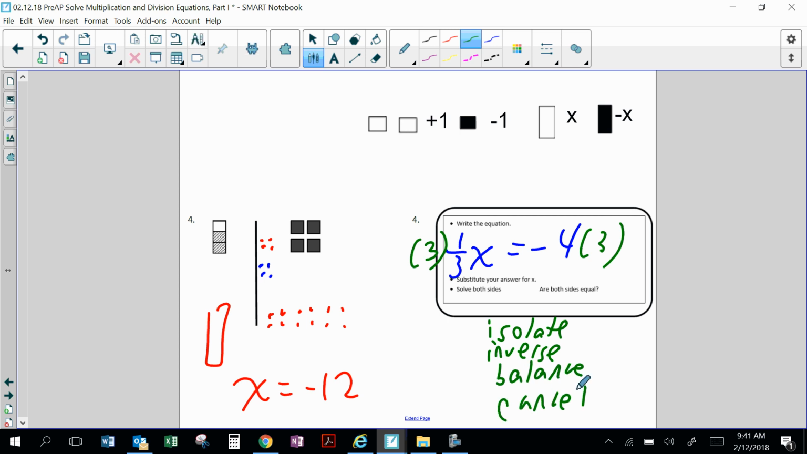Now we need to cancel. A third of 3 is 1. So if you have 3 wholes and you split it into thirds, it'll be 1 whole. So it cancels. X equals negative 12.